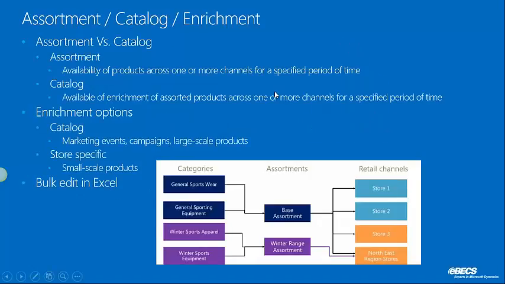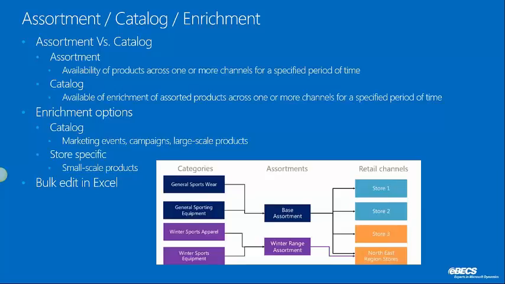So now I want to go back and talk about assortments, catalogs, and enrichment options between the two. I have an image down there that, in my opinion, gives a better idea of what assortments and catalogs are. Assortments are availability of products across one or more channels for a specified period of time. And then a catalog is availability of enrichment of assorted products across one or more channels for a specified period of time.